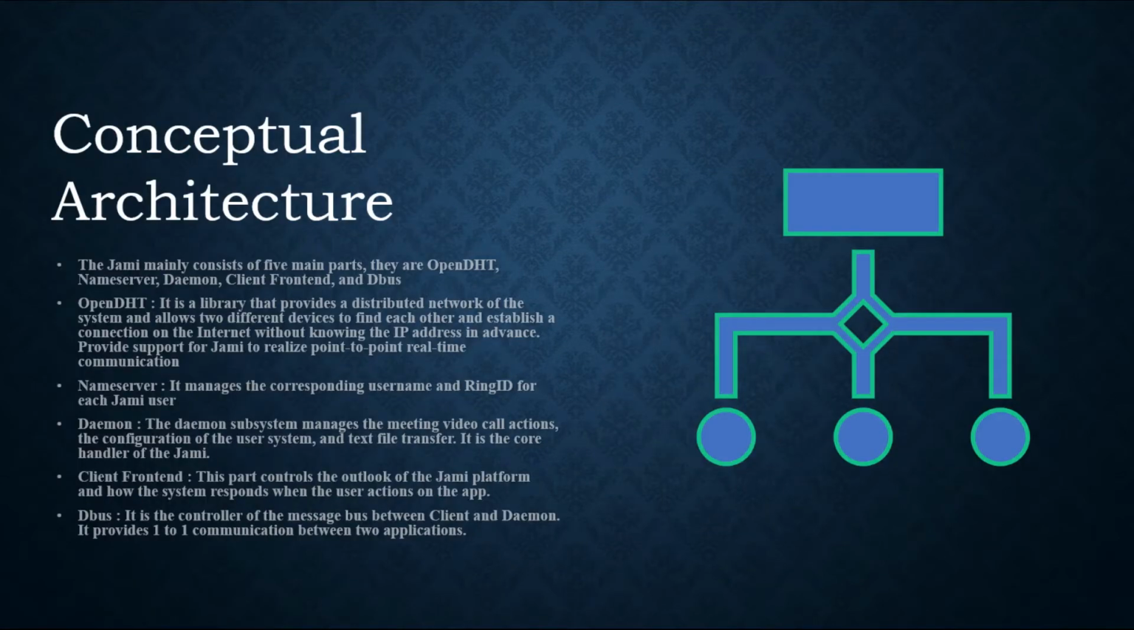For the conceptual architectures of Jami, the Jami mainly consists of 5 main parts. They are OpenDHT, name server, daemon, client frontend, and dbus. OpenDHT is a library that provides a distributed network for the systems and allows two different devices to find each other and establish a connection on the internet without knowing the IP address in advance. It provides support for Jami to realize point-to-point real-time communication.